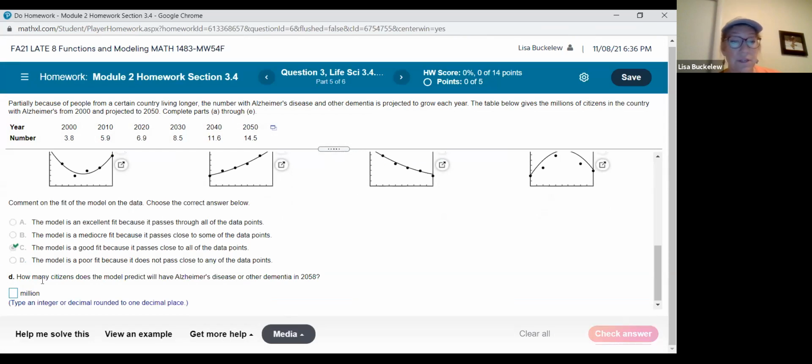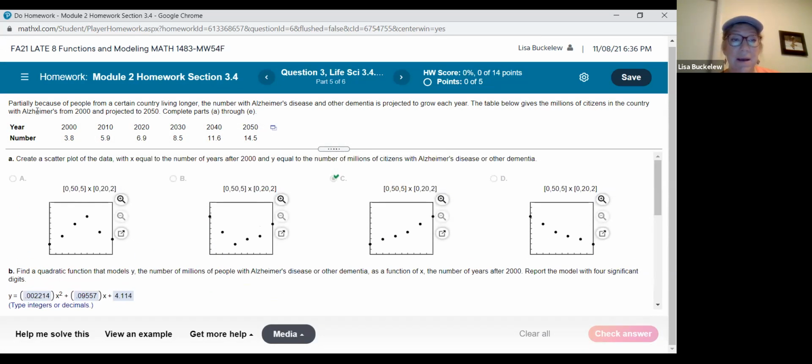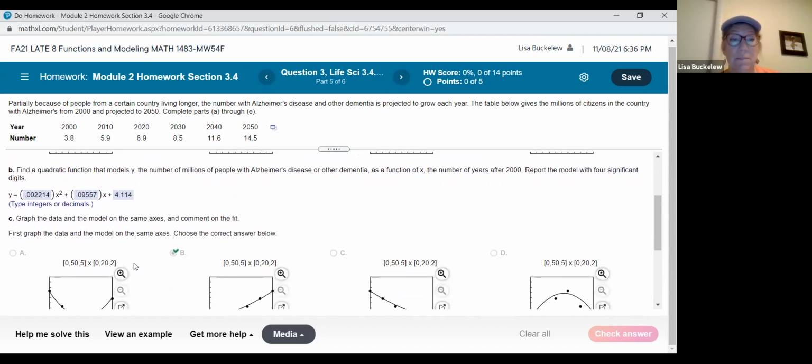Okay, so now we start to use it just like a regular function at this point. It says, how many citizens does the model predict will have Alzheimer's disease or other dementia in 2058? Now, listen, it says, how many citizens does the model predict? So even if it asked us for a year that we already had up there in our table, it didn't say, what does the table predict? It says, what does the model predict?